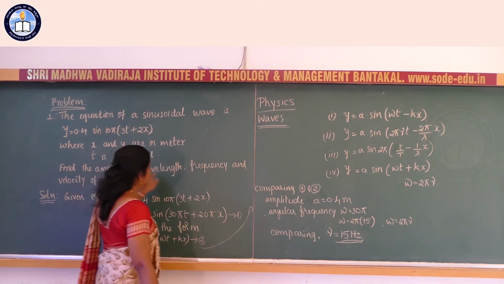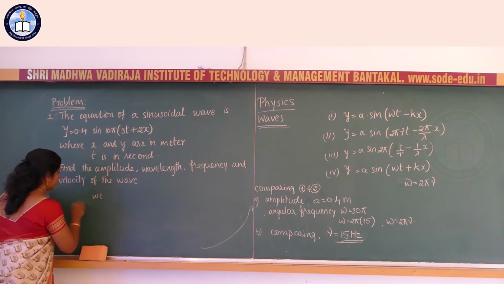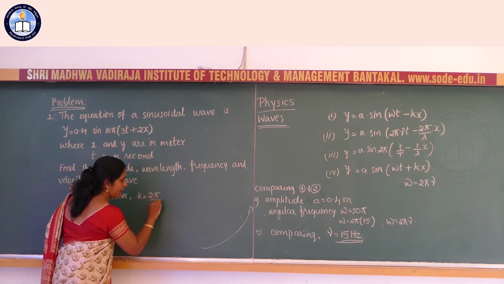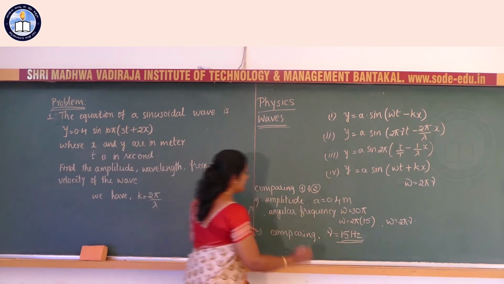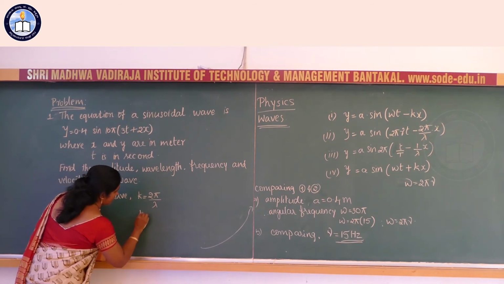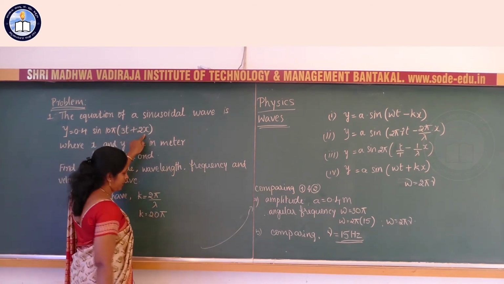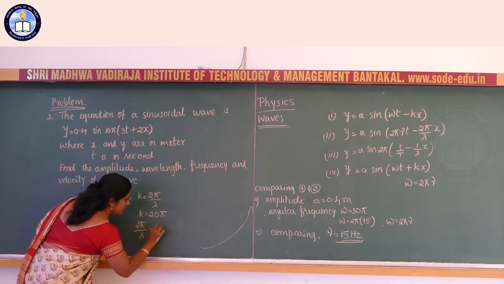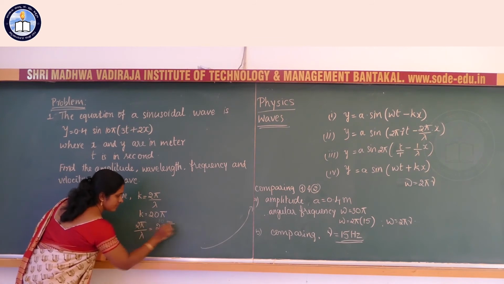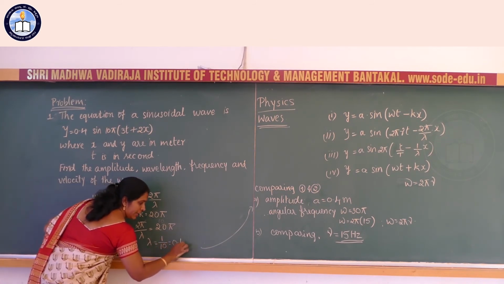Next, it is asked to calculate wavelength. To find the wavelength, we have k. The relation is k is 2 pi by lambda. In the equation, k is equal to 20 pi. Comparing these two equations, k is equal to 20 pi, that is 2 pi by lambda is equal to 20 pi. Cancelling both sides, we get 1 by lambda is 10, or lambda is 1 by 10, which is equal to 0.1 meter.